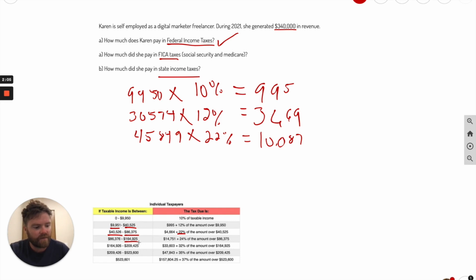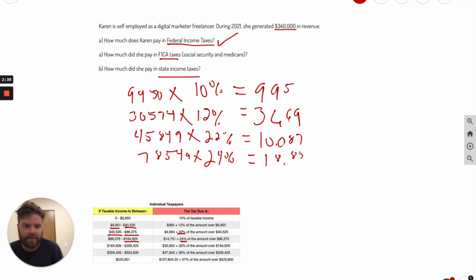Now, the next one, 164,925 minus 86,376, and we get 78,549. We multiply that times the 24%. Let's see what that equals here. All right, 18,852. Round that up.